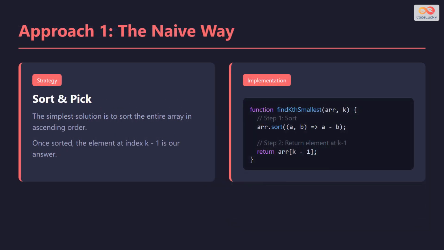The most intuitive approach is to simply sort the array. If we arrange all numbers in ascending order, the Kth smallest element will naturally sit at index k-1. This is easy to code and understand, but is it efficient?